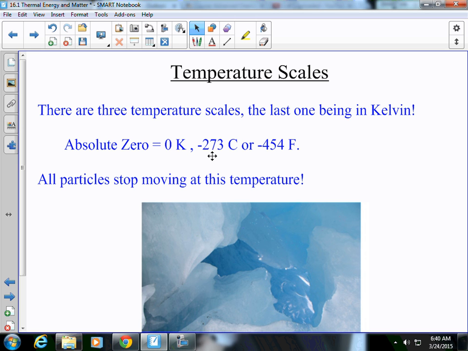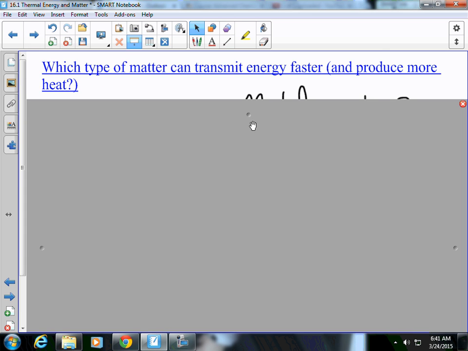Now, what does that convert to in Fahrenheit and Celsius? It's negative 273 degrees Celsius or negative 454 degrees Fahrenheit. All particles stop moving at this temperature, therefore we cannot achieve this temperature. We can only get to negative 453.999999999, repeating. So, absolute zero is the temperature at which all motion ceases to exist. It's the temperature at which all motion stops.